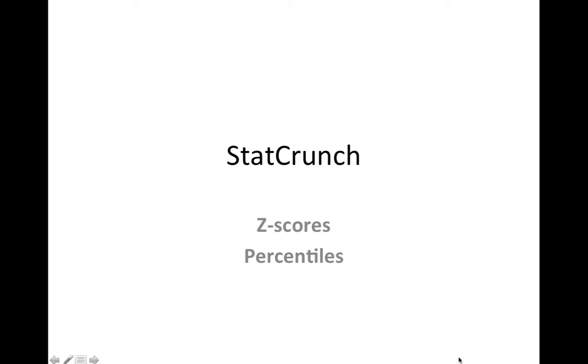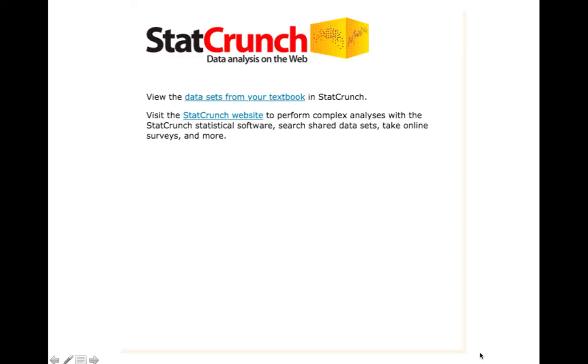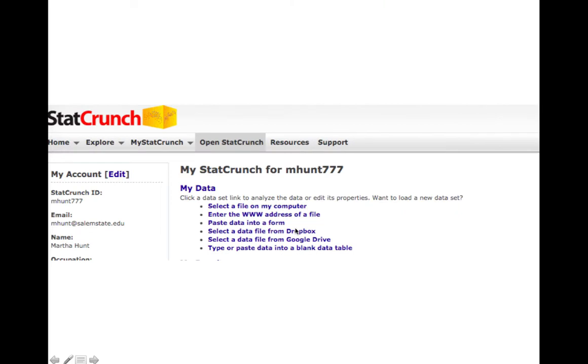In this video, we're going to talk about using the normal calculator on StatCrunch to find z-scores and percentiles. First of all, you're going to hit the StatCrunch tab on the left-hand toolbar of MyStatLab. Then you're going to pick Visit StatCrunch website. On the next page, you're going to open StatCrunch.